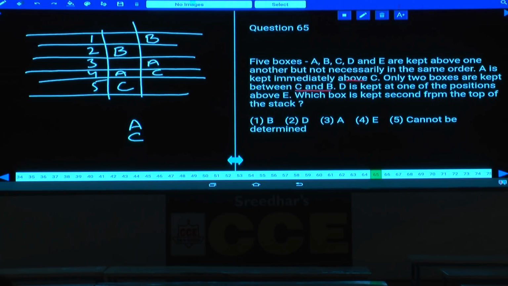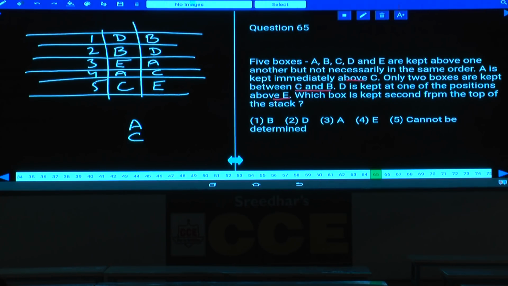And D is kept at one of the positions above E. D is here, and E will be here. Now there are 2 cases. D is kept at one of the positions above E, isn't it?